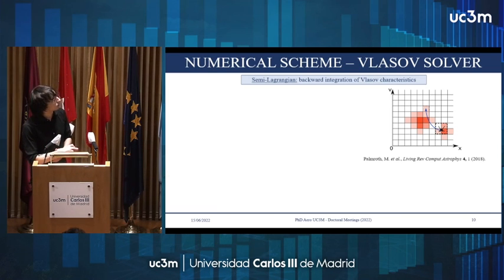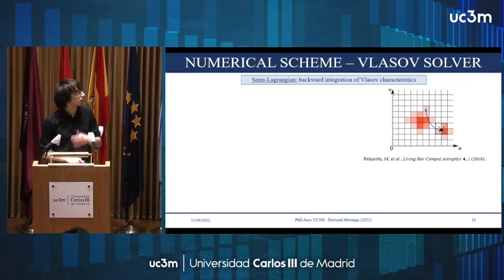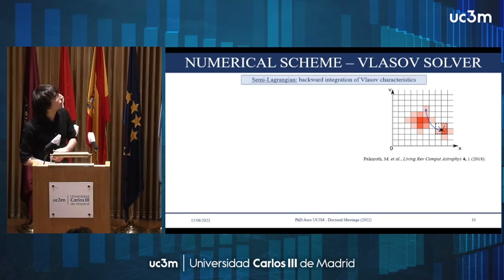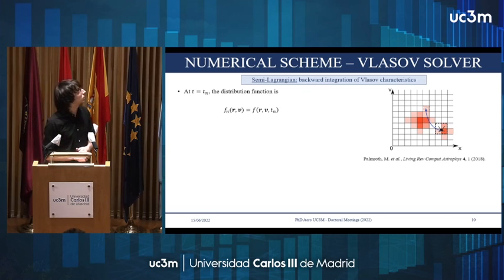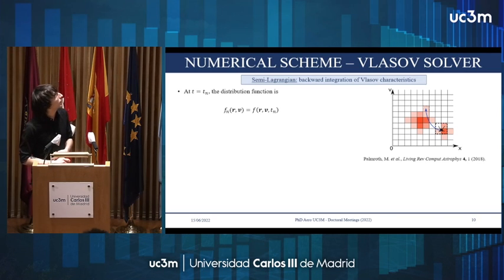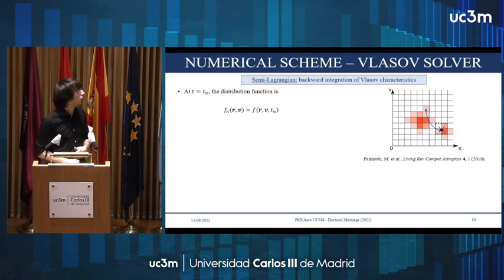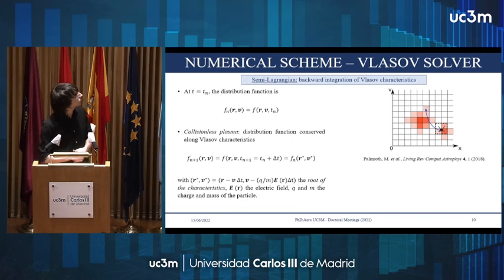Here you have a nice sketch that I took from this article in order to illustrate how this works. Imagine that at a certain point in our domain and at a certain time step, I know what the distribution function is. Now, in order to update the value of the distribution function there, what I can do is perform a backward integration and see where the characteristics of the Vlasov equation end.